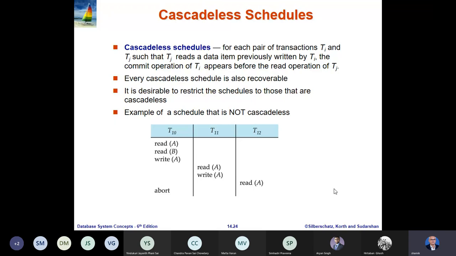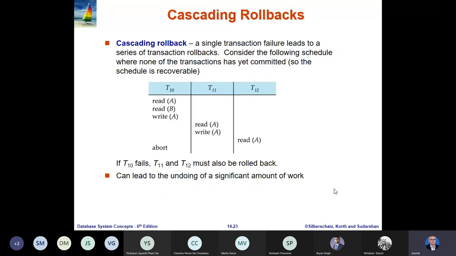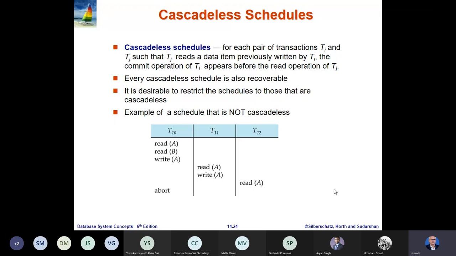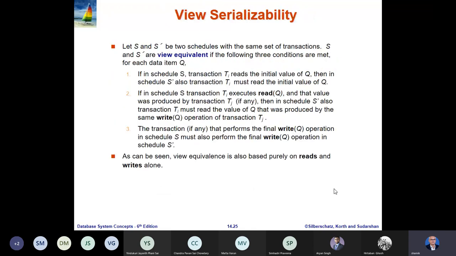This is an example of a schedule that is not cascadeless, which is the same as the one we had in the previous slide. So you would like to ensure having cascadeless schedules, and cascadeless schedules are also recoverable. That means that if you ensure the property of cascadeless, you will also ensure the property of recoverability. And of course, you have to ensure that you are generating serializable schedules, like conflict serializable schedules. But there is only the final one about this, which is called view serializability. Let me explain this.